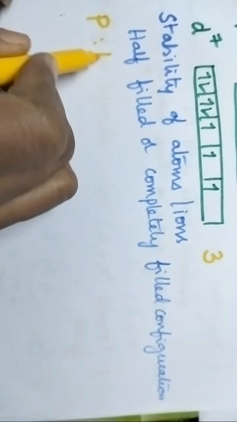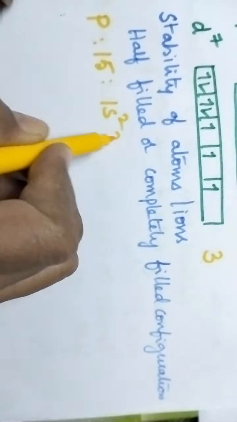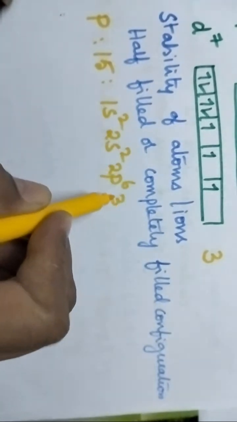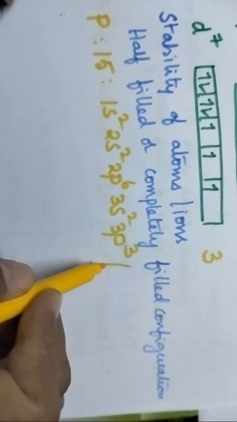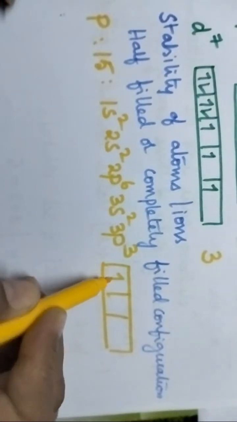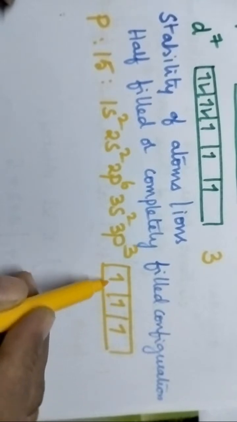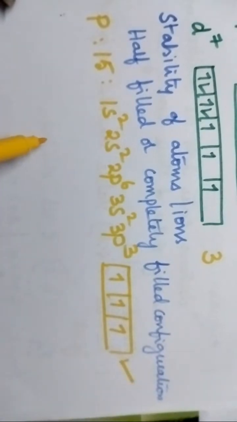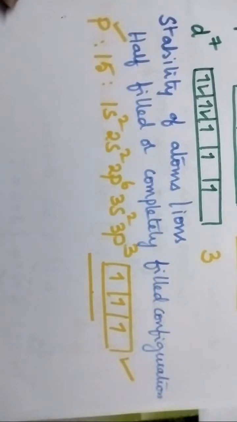Its atomic number is 15 and the configuration is 1s2, 2s2, 2p6, 3s2, 3p3. So the last orbital configuration in detail is each degenerate orbital consists of one single electron each. So it is half filled and hence this configuration accounts for the stability of phosphorus.